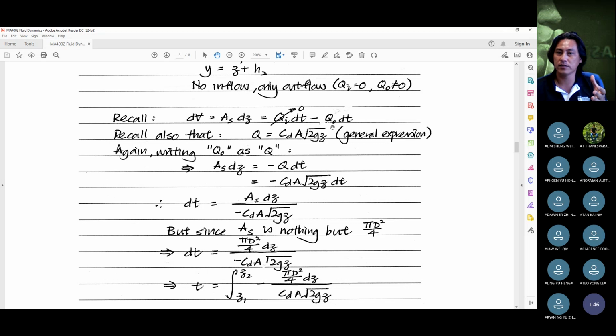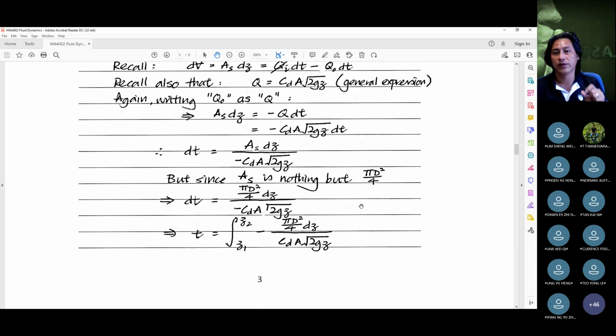Once again, since we are working with Q, we have A_s dz equals minus Q dt, which equals minus Cd A square root of 2gz dt. Up to here, all the steps are basically the same as the first question. In fact, the next step is the same as well. Shuffle the terms around until you get an expression for dt, with dt on the left-hand side and all the other terms on the right-hand side.